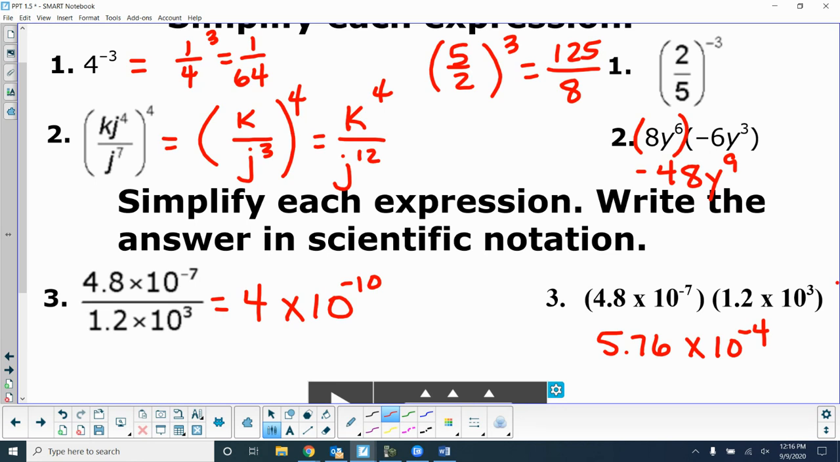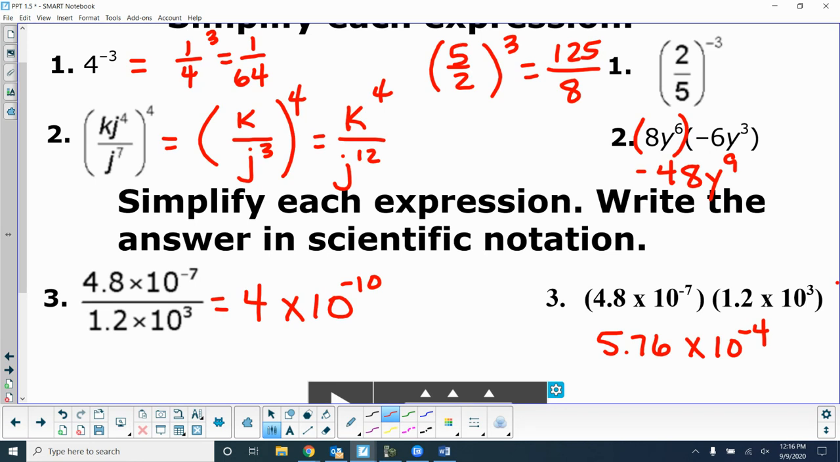Hunter? For number 3, the left side, I got 4 times 10 to the negative 4. Okay, you're supposed to subtract these though. So negative 7 minus 3. Negative 4. No, that's negative 10. Oh, that's negative 7 plus 3 is negative 4. Okay, and again, the calculator will do it too, right? If you want to use the calculator, but you really don't have to.